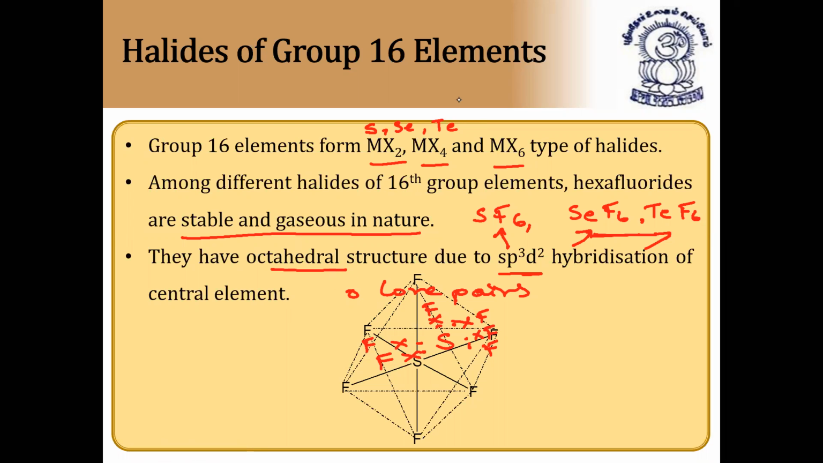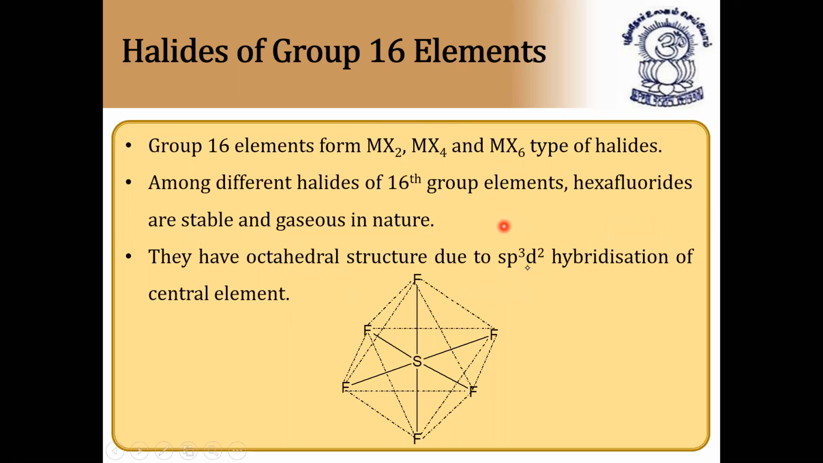So usually what type of halides will they form? They'll form halides of type MX2, MX4, and MX6. Oxygen will form only one type of halide, that is O2F2 and OF2. Apart from this, oxygen will form O2F2 and OF2. That's all. No other halides will be formed by oxygen because of its highly electronegative nature.